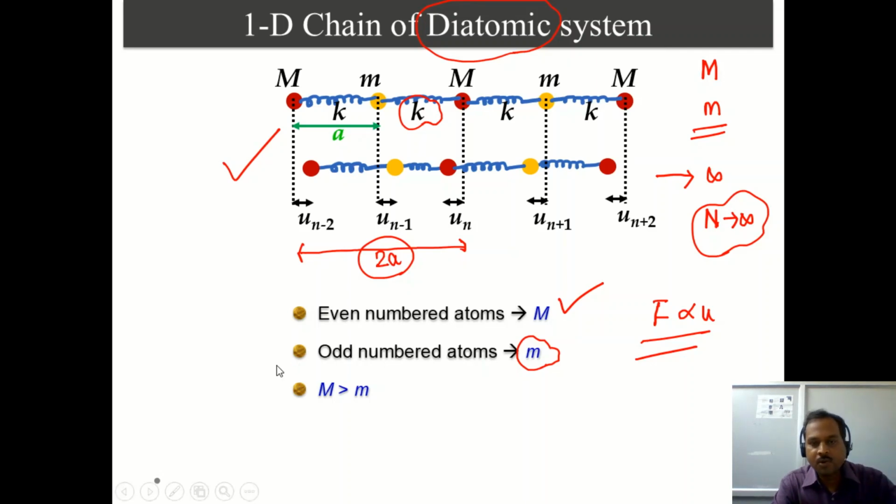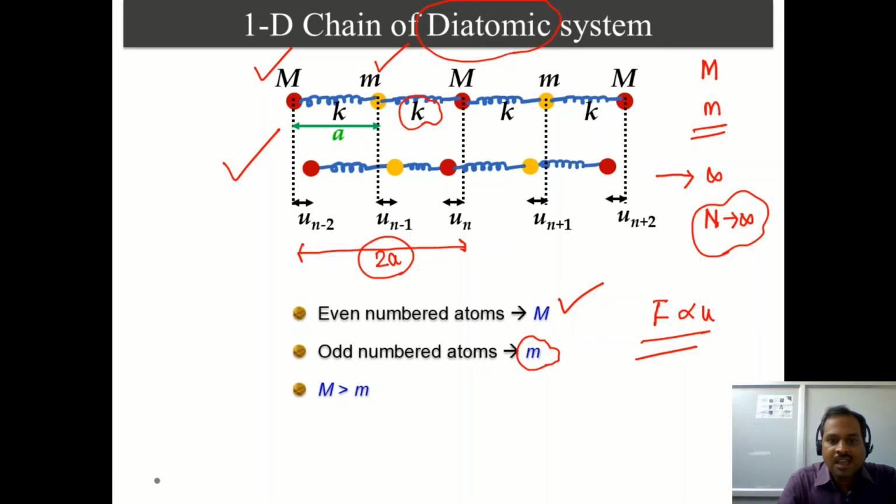As in our last class, we write down the equation of motion, but in this case, since there are two different types of mass, we have to write two different equations of motion, one for the capital M mass and the other for the smaller m mass. So let us do that.